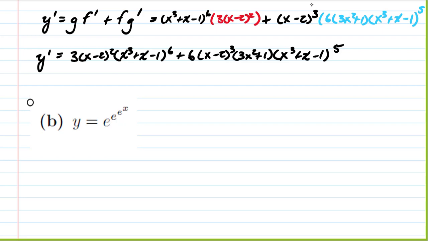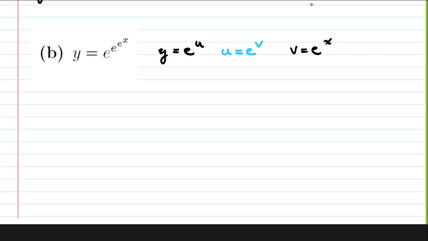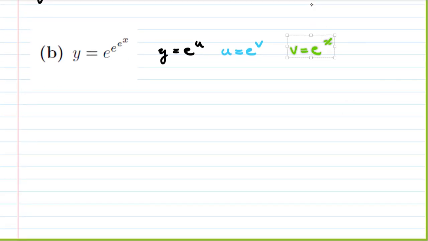So this is actually a triple composition. If we let y equal e to the u, we would then let u equal e to the v, and we would let v equal e to the x. Because if I back substitute all of these things back in, I would get my original function, right? So let's color code a couple of these for ease of use. All right.